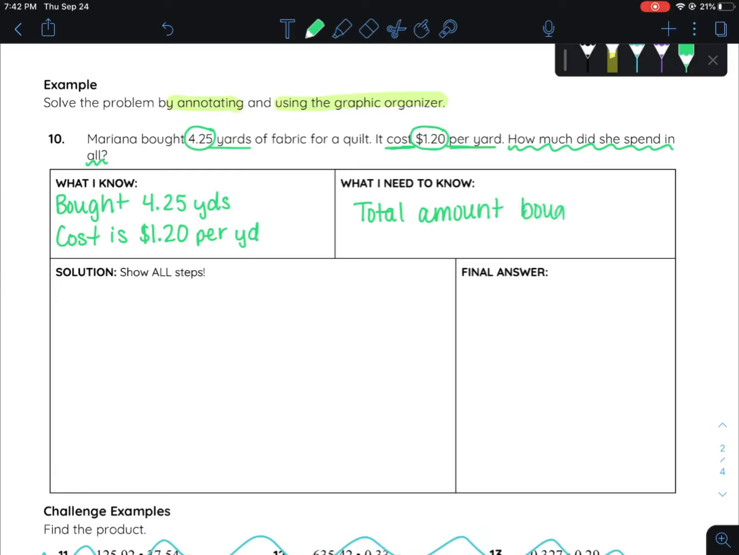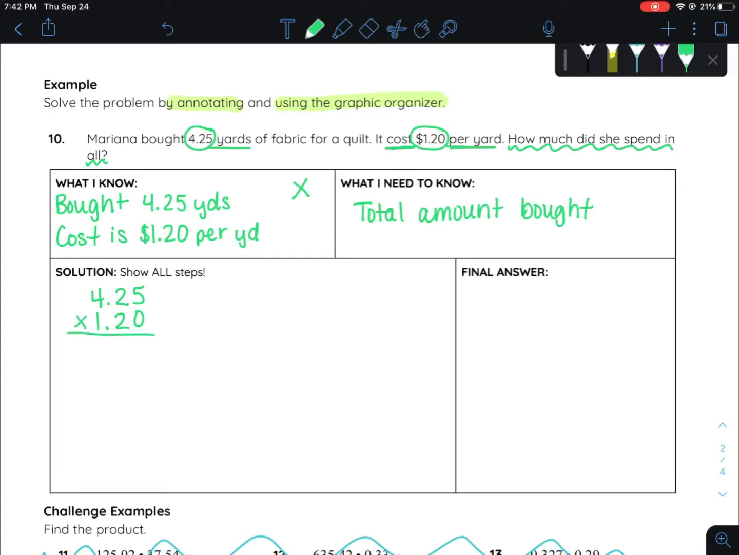Okay, now total sometimes can mean to add, but in this case, since the amount that we need is not a whole number, there's no way for us to just add $1.20 up 4.25 times. That would be confusing. So if we want to add something up 4.25 times, that means we can just multiply. So we'll do 4.25 times 1.20.